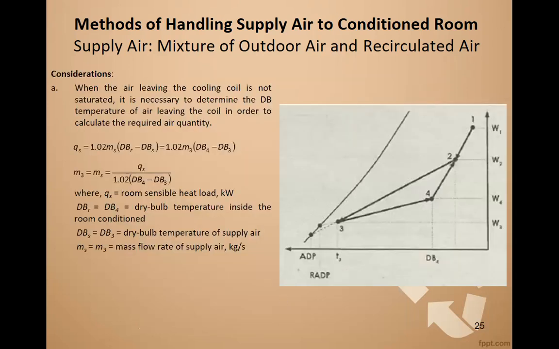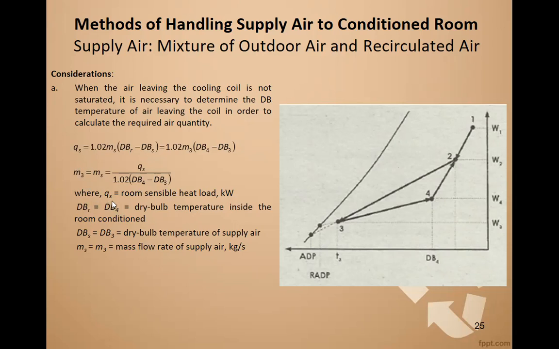Diba? So, the considerations. A, when the air leaving the coil is not saturated, like this one, it is necessary to determine the dry bulb temperature of air leaving the coil in order to calculate the required air capacity. So, Q_S equal to 1.02 M_S times (DB_R minus DB_S), is equal to 1.02 M_S times (DB4 minus DB3). 4 and 3, this is the return and supply. Ang ito sinasabi natin, hindi return dun sa CDA coil, return na galing sa room. Then, M_S equal to Q_S over 1.02 times (DB4 minus DB3).